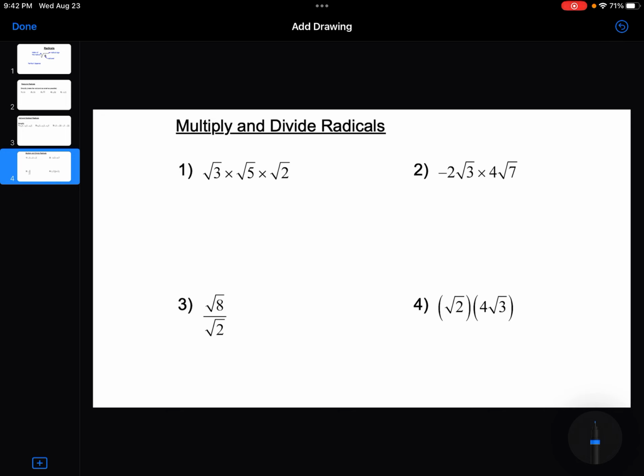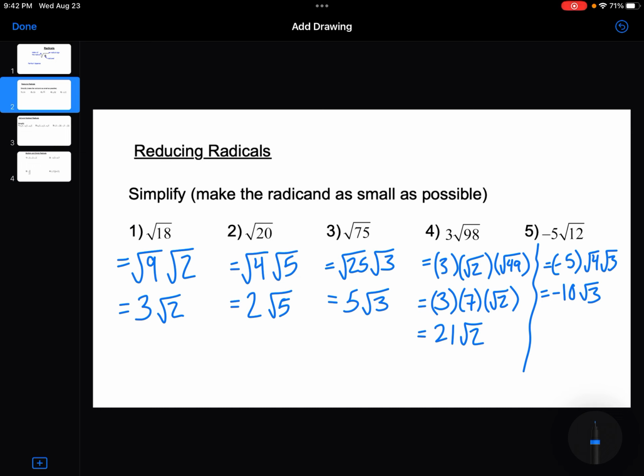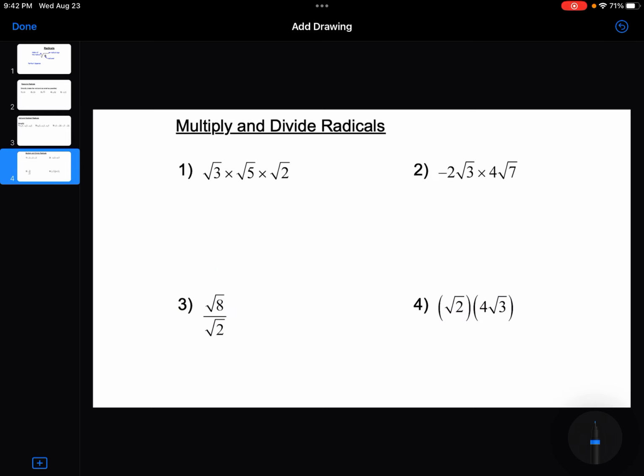Finally, multiplying and dividing radicals. Well, this is just the opposite of this step. All we're doing when we're reducing is we're breaking it apart. Here, we're just putting it back together. So if I was looking at this, I'm going to have 3 times 5 times 2. Well, 3 times 5 is 15, times 2 would be 30. So all I've done here is just multiplied all of my values together.